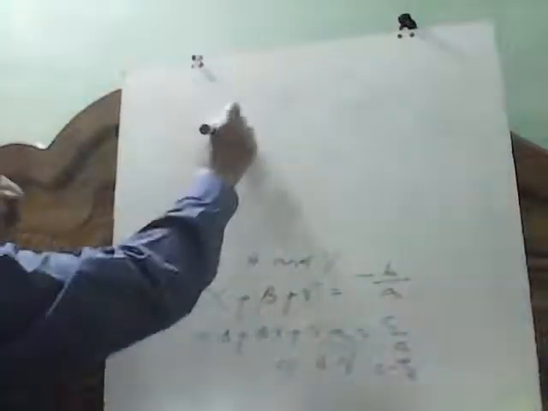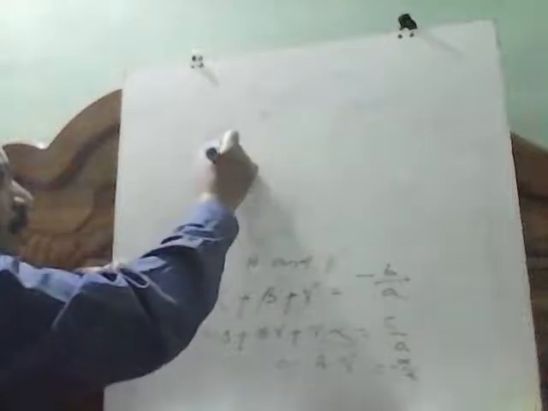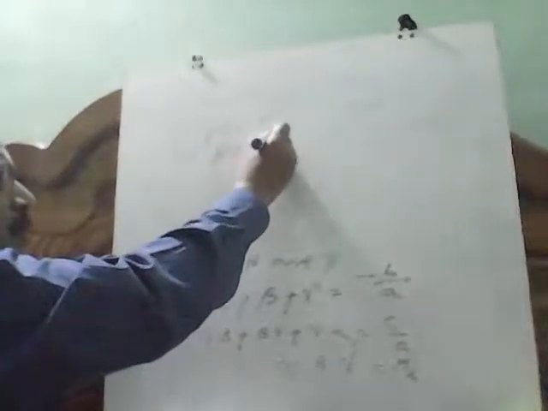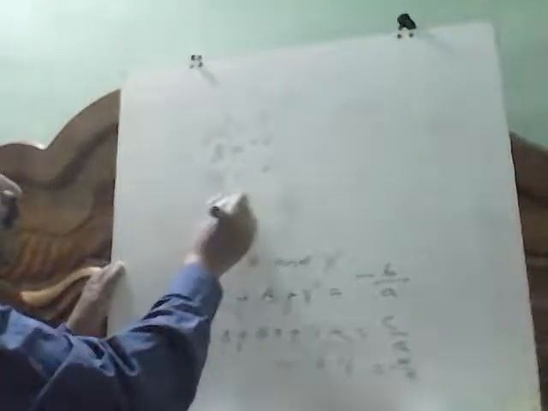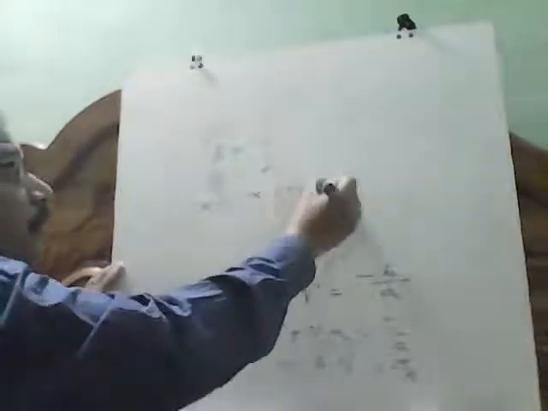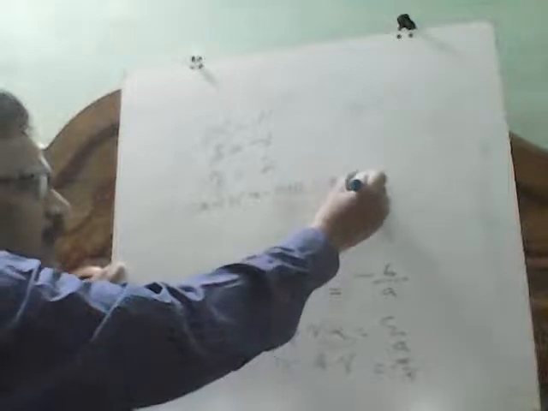Suppose three zeros are given to you. Zeros of a polynomial are given. Suppose alpha is 1, beta is minus 1, and gamma is 2. Alpha 1, beta minus 1, gamma 2. Then your polynomial will be x minus 1 into x plus 1 into x minus 2.